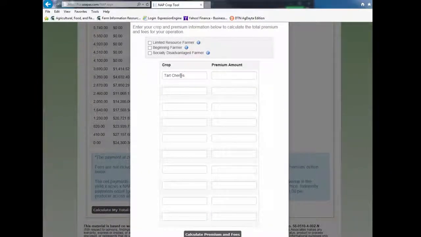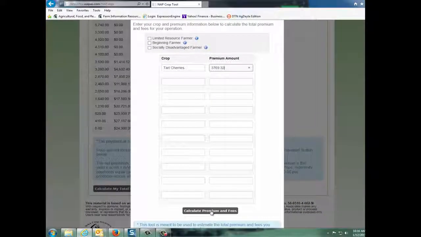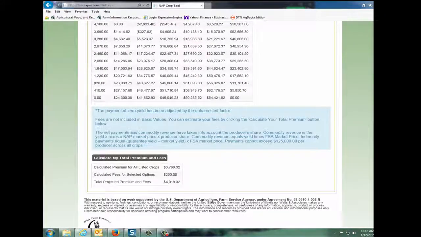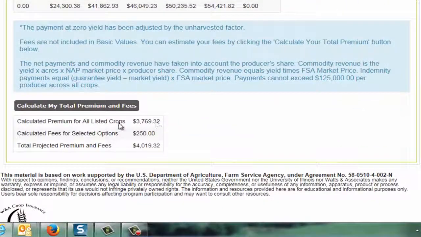And we come in here and we want to put in tart cherries. As you see, my first one was a spelling error. The premium amount was 3769.32. So if we want to calculate premium and fees, we click this number here. And at the bottom here, you have the calculated premium, which we put in to 250, and the total premium and fees. This is just for one crop. That's pretty easy to do in your head.